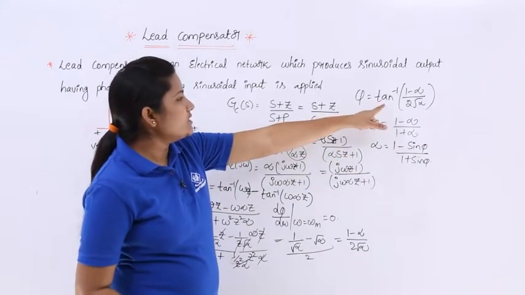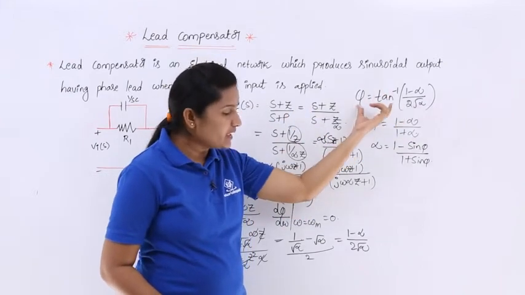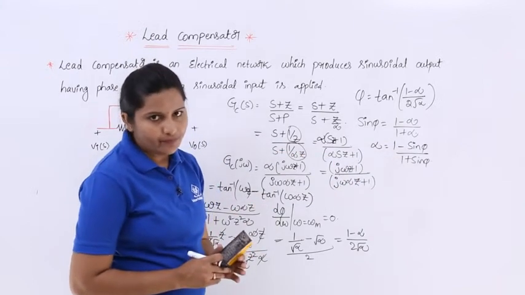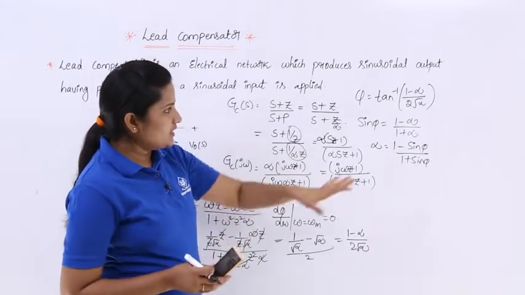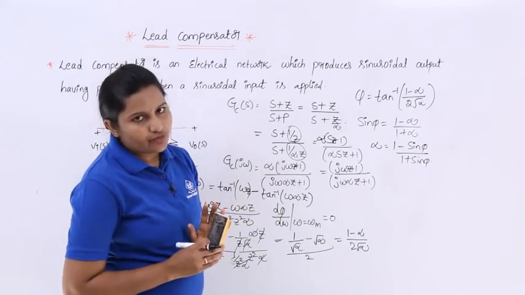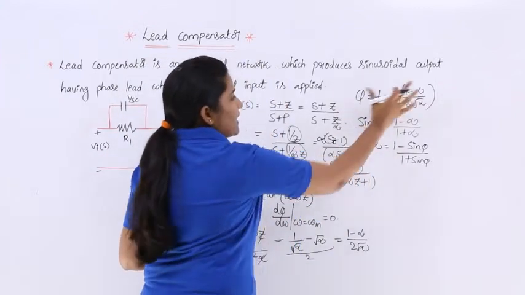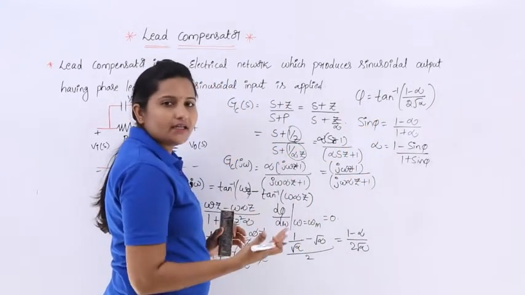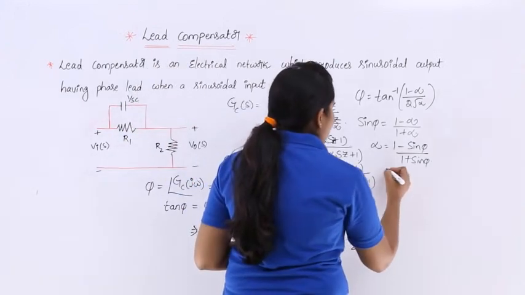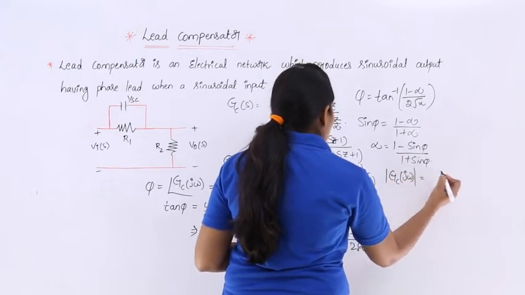So now, phi is equivalent to tan inverse of (1 minus alpha) by 2 root alpha, this is a very important one, and up to now you calculated alpha. Now if you want to calculate magnitude, how will you calculate it? So this is phi, the phase angle, this is okay. After calculating phase, for the Bode plot, what do we need to calculate? We need to calculate magnitude. Magnitude means modulus of GC of j omega.